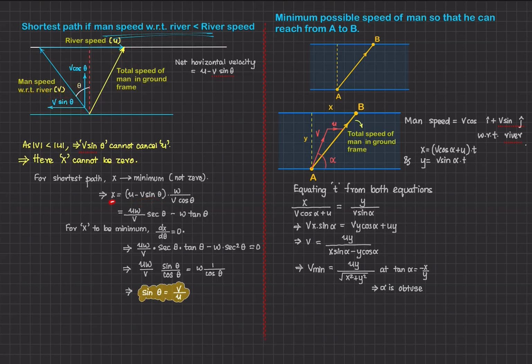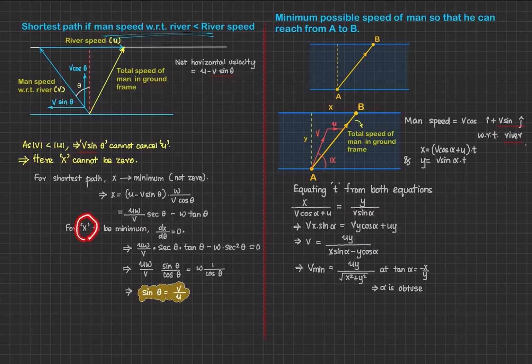So the distance x will be equal to the net horizontal speed into time, which is u minus v sine theta, into time. Time we are taking from this direction. In this direction, the width is w and the velocity is v cos theta, so this gives us the time. The horizontal speed into time gives us the distance. Now we are rearranging the terms and we get this term.